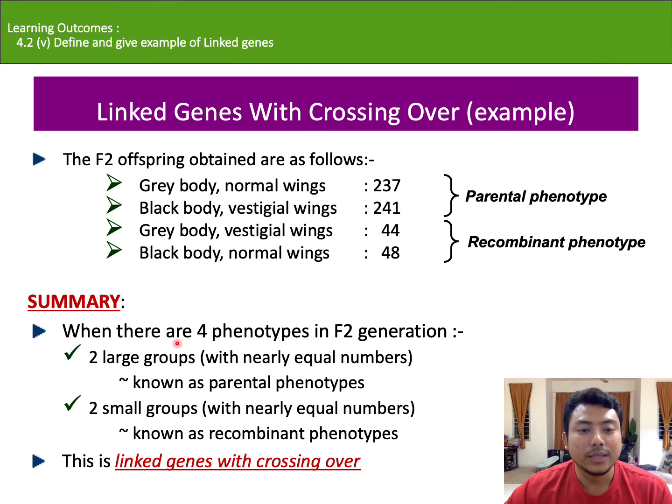Okay, so in summary, for these linked genes, when there are four phenotypes in the F2 generation, two large groups and two small groups, we can conclude that this is a linked gene with crossing over. Okay.